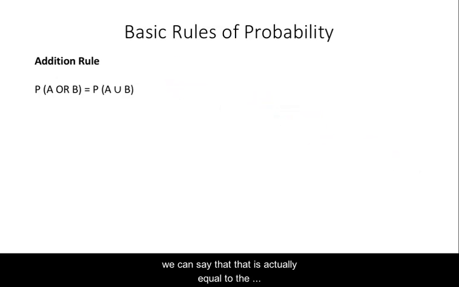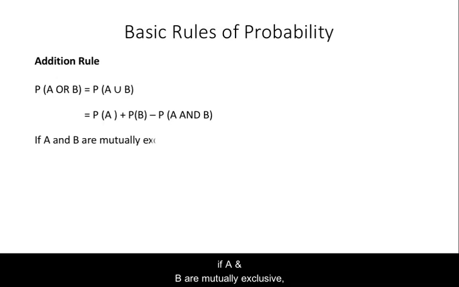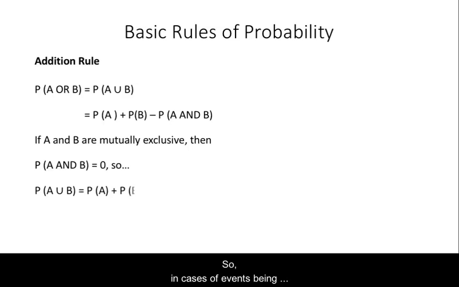We can say that that is actually equal to the probability of A occurring plus the probability of B occurring minus the probability of A and B occurring together. But if event A and B are mutually exclusive, which means that they cannot occur together, then the probability of A and B occurring together is 0. So in cases of events being mutually exclusive, the probability of A or B occurring is the probability of A plus the probability of B.